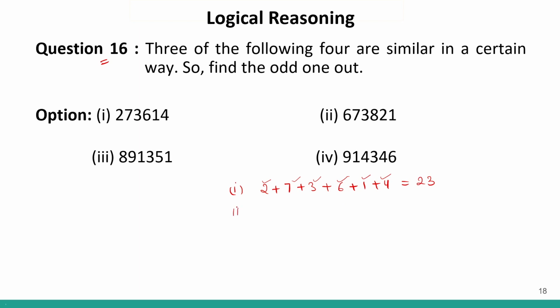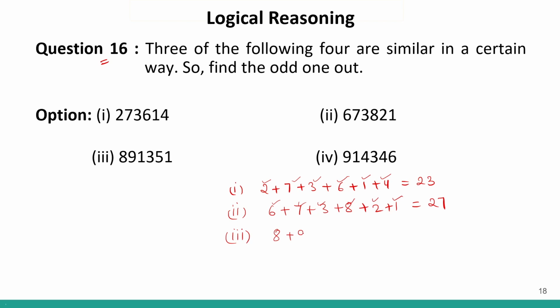Okay. Option number 2. So 6 plus 7 plus 3 plus 8 plus 2 plus 1. So 8 plus 2 is 10. 7 plus 3 is also 10. So 10 plus 10, 20. 20 plus 6, 26, plus 1, 27. So the sum is 27. Option number 3.